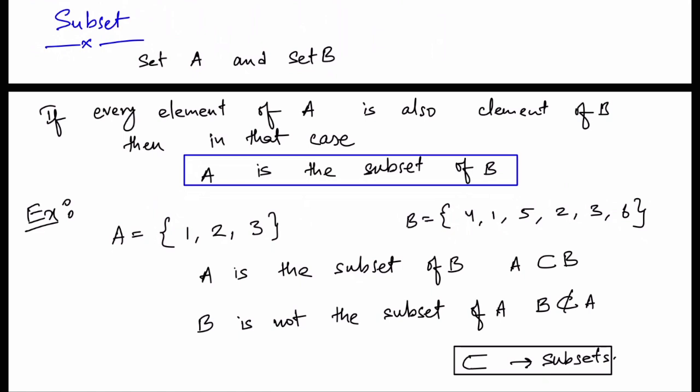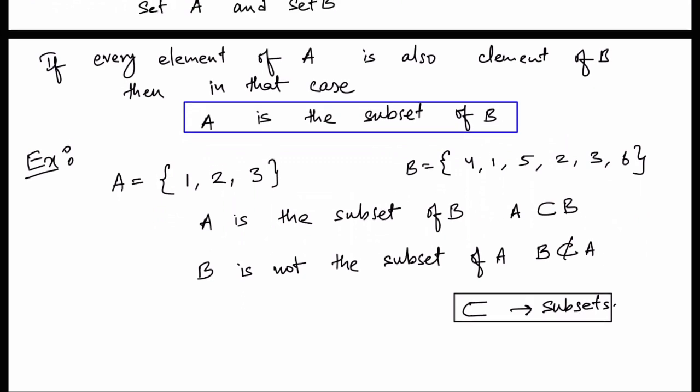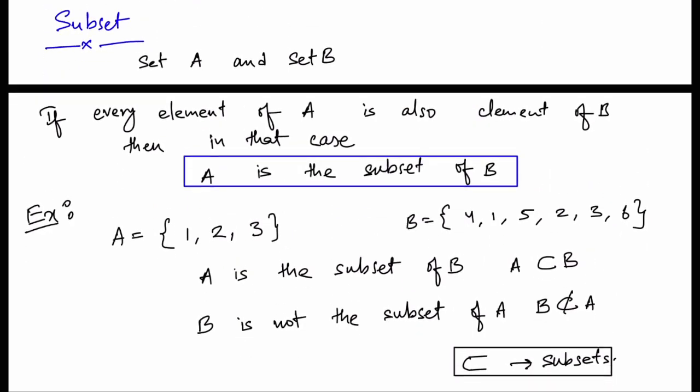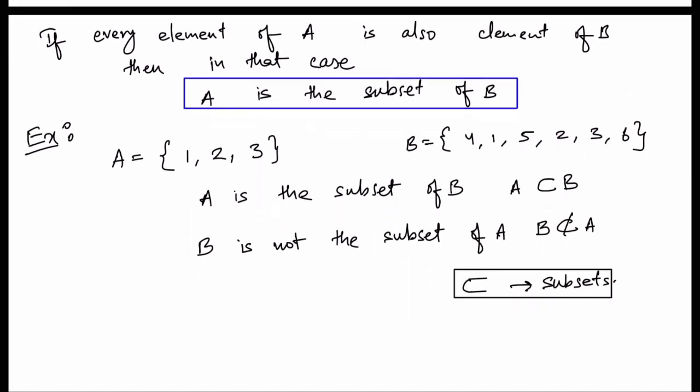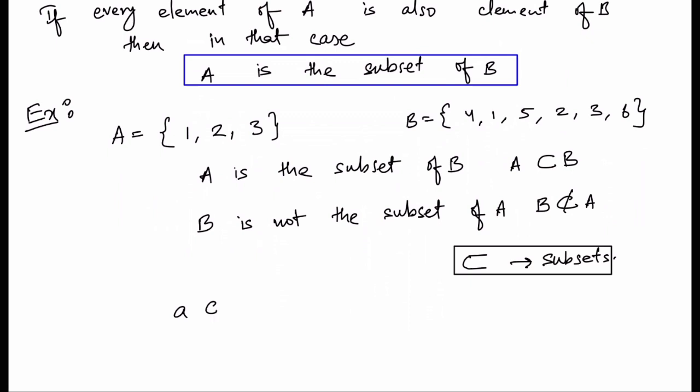Now, in general terms, we can say A is the subset of B if and only if x belongs to A implies x belongs to B. That means every element of A should be an element of B. This is the meaning of this generalization.